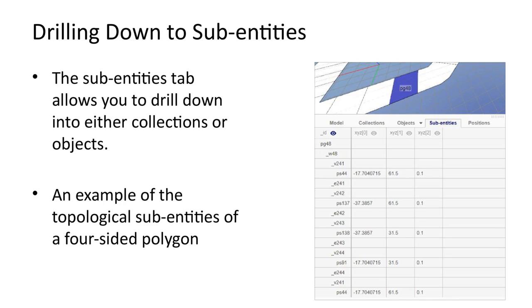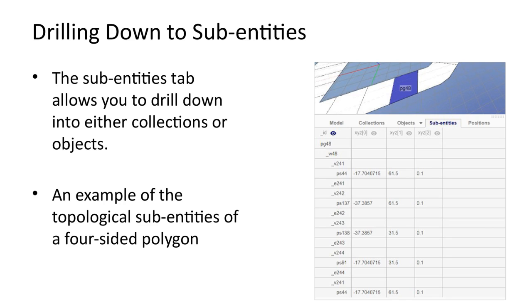The Sub-Entities tab allows you to drill down. There are two types of drill down. For collections, you can drill down into the contents of the collection. For objects, you can drill down into the topological entities that make up those objects. Objects consist of points, polylines, or polygons. Topological entities consist of wires, edges, and vertices. If you double-click a row for a collection or object, it will open up the Sub-Entities tab.